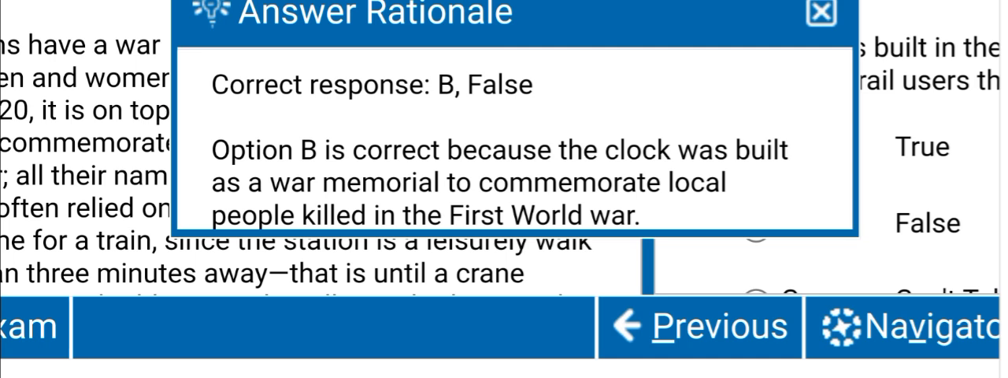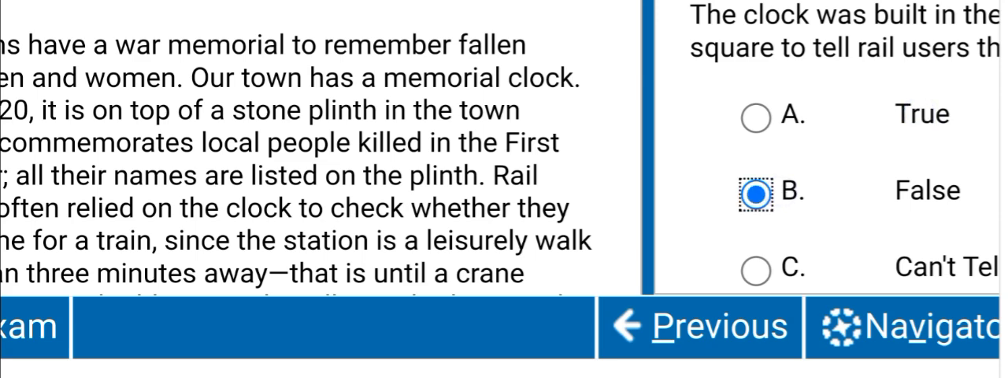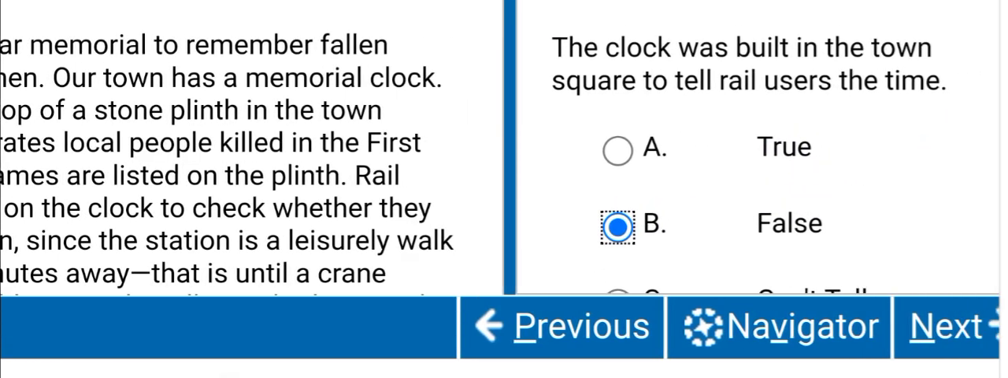Option B is correct because the clock was built as a war memorial to commemorate local people killed in the First World War. That's why the correct option is option B, which is false. So the statement given above is false: the clock was built in the town square to tell rail users the time.